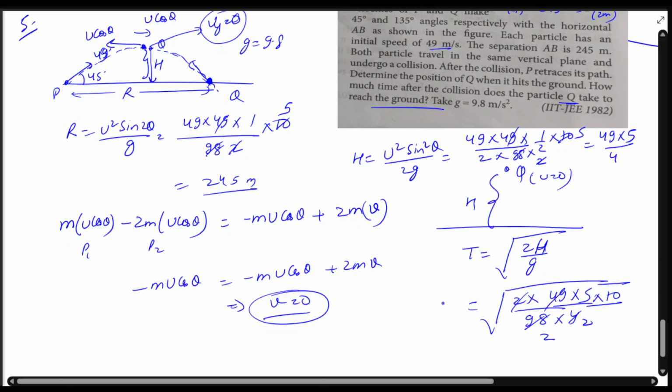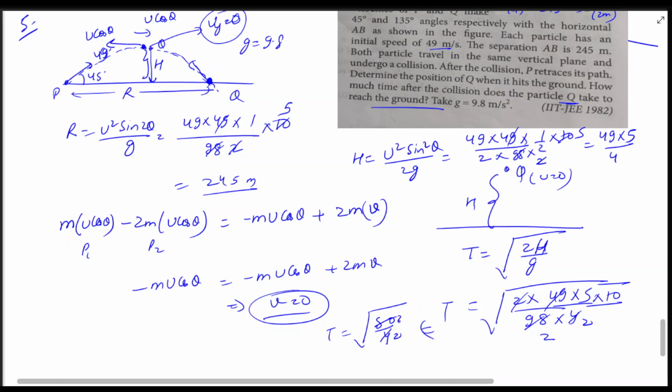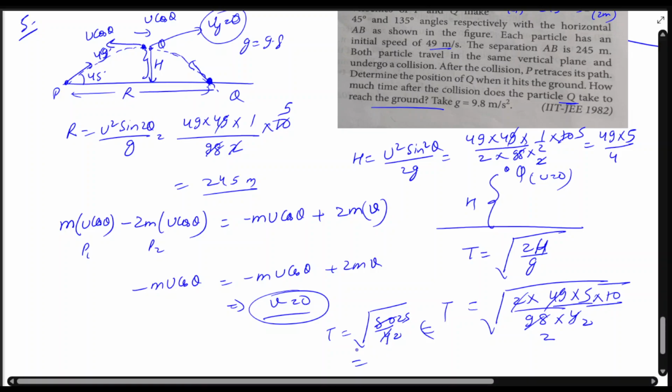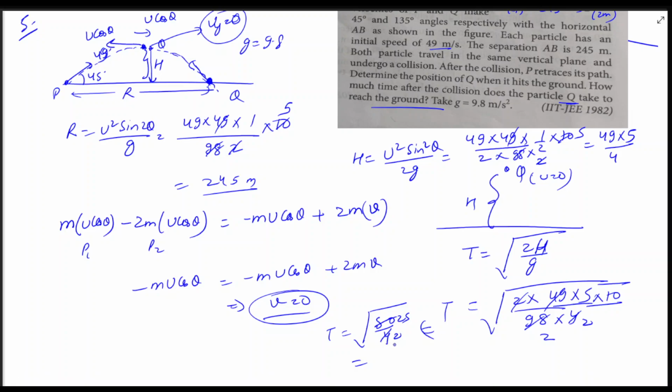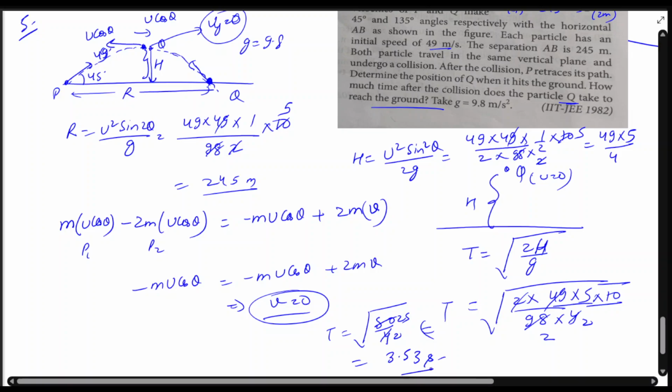So we will have time period root 50 by 4. So this is 2, this is 25. So root 25 by 2 will be 3.53. Yes, 3.53. Yeah, the answer is correct. So 3.53 seconds will be the answer.